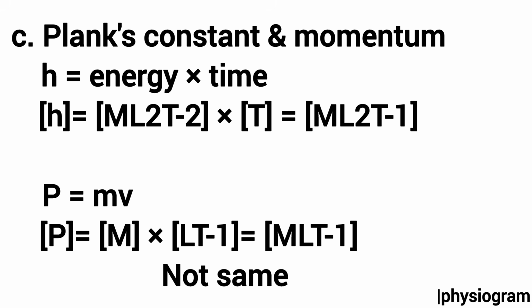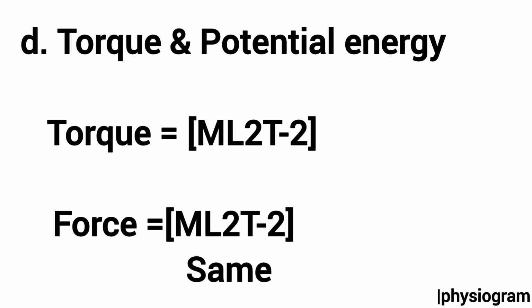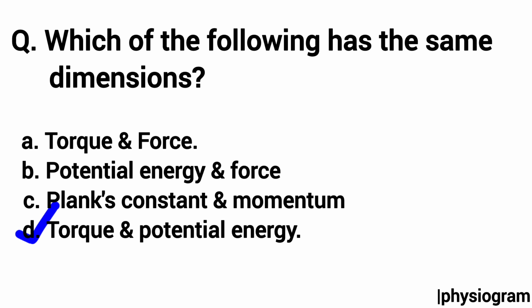Next, third one is the Planck's constant and momentum. So we know Planck's constant h has dimension of energy into time, so it will become here ML^2T^-2 into T, so it will become ML^2T^-1. Then momentum, that is p equals m into v, it will be M into LT^-1, so it will become MLT^-1. And last, number D is torque and potential energy. So torque is ML^2T^-2 and potential energy is ML^2T^-2. So the correct option is number D.